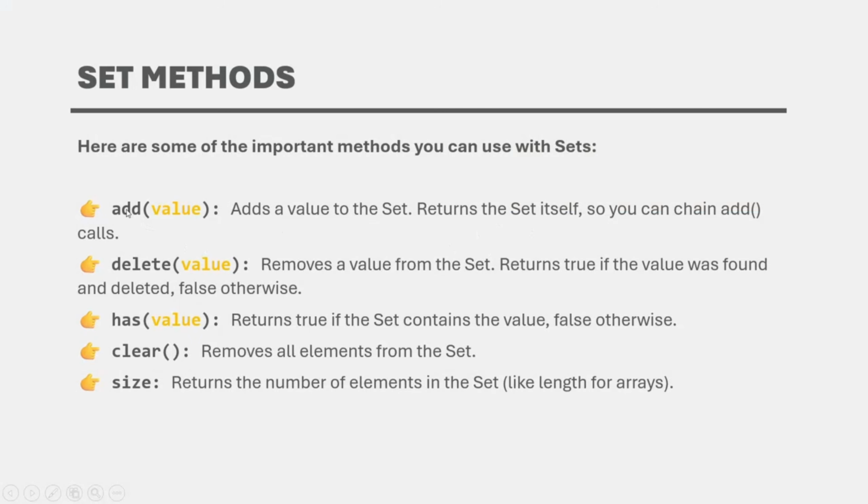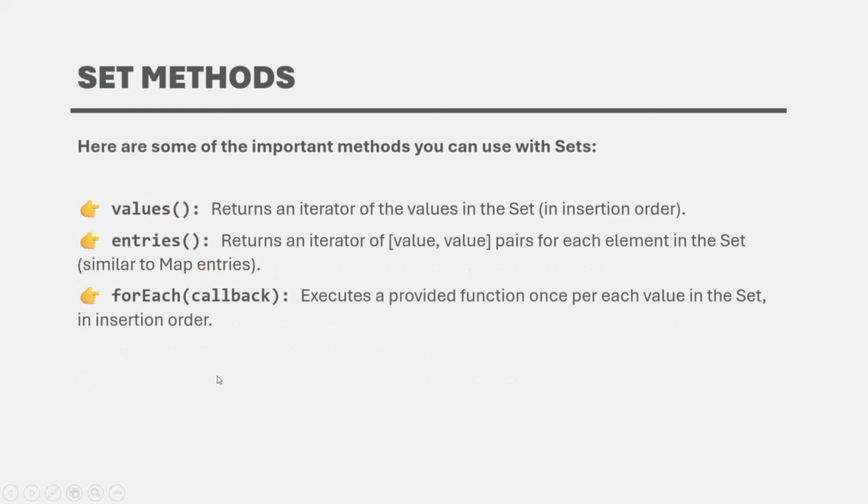So these are 4 important methods and one important property of a set which you can use. Apart from these 4 methods and the size property, we also have values method, we have entries method, and we have forEach method. And we will talk about this forEach method in our next lecture.